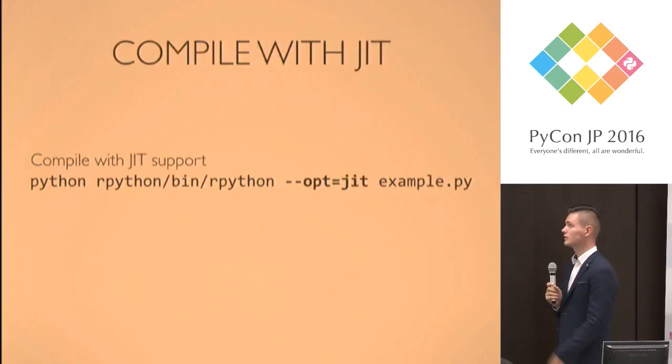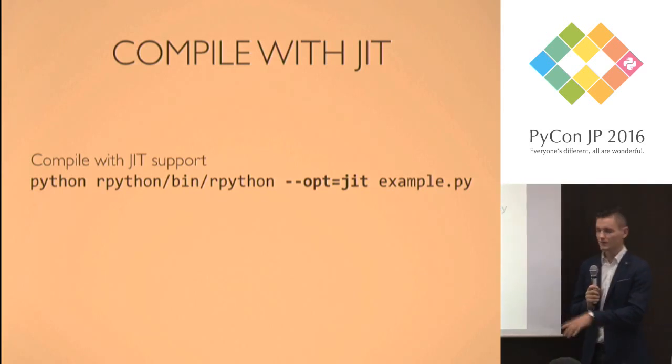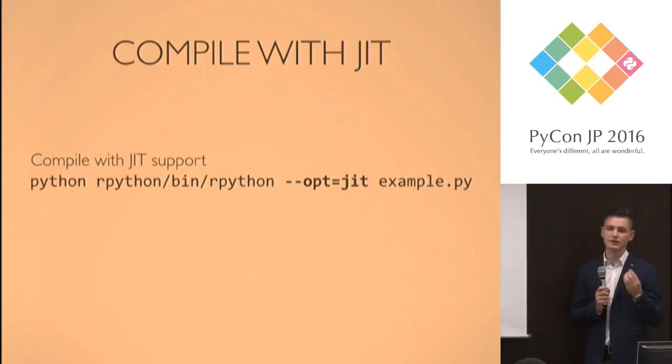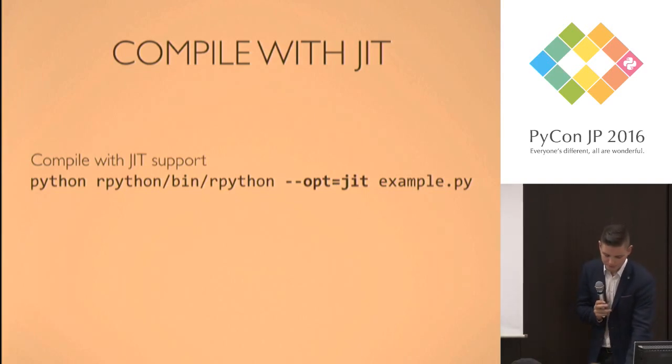And all you have to do is do this. Instead of doing O0, which means zero optimizations, do O equals JIT. This will take much longer because it has to figure out more about your code. It has to figure out more about your paths. But the end result is going to be the super, super quick JIT-enabled interpreter.